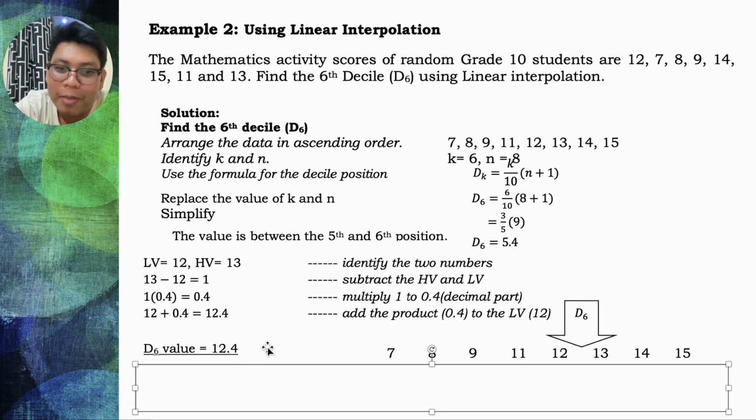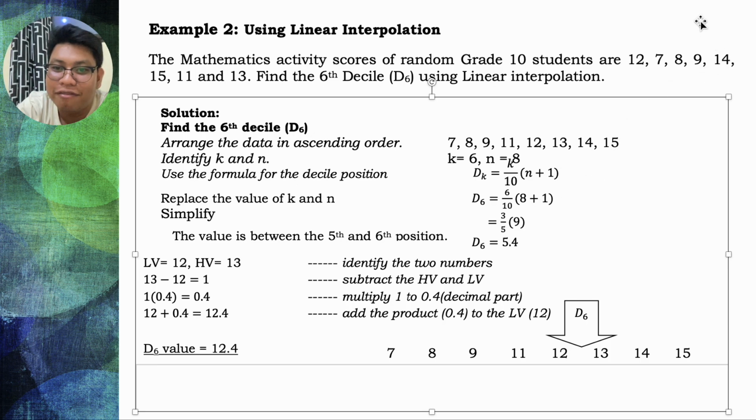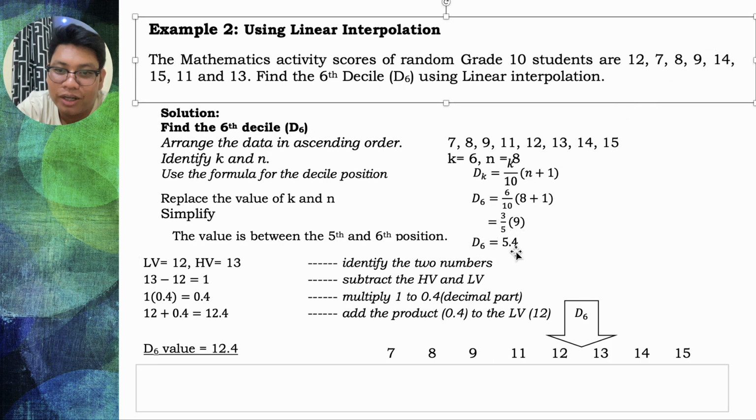Anong ibig sabihin nito? Yung sa dalawang value natin na 5.4, D6 is equal to 5.4, that is just the position. Okay, paulit-ulit ko itong sinasabi para hindi kayo malito. That is the position, not the value of decile 6. So, to get the decile 6 value, you need to do the interpolation first. So, hanapin muna si 5.4 dito, pagitan ni 12 and 13. You subtract 12 and 13, 1. And then you multiply it by the decimal part, which is 0.4. And then after that, you add that to the lower value. So, 12 plus 0.4 is equal to 12.4.